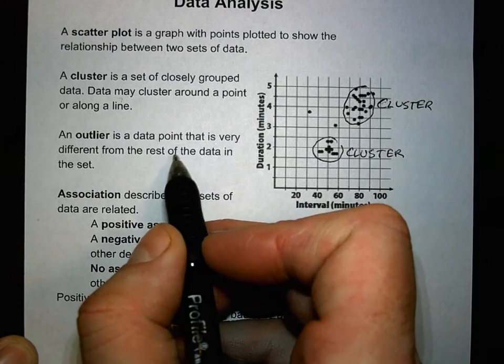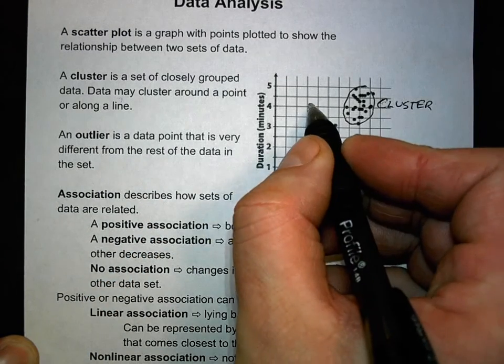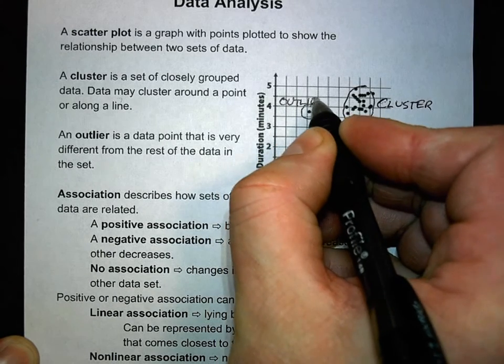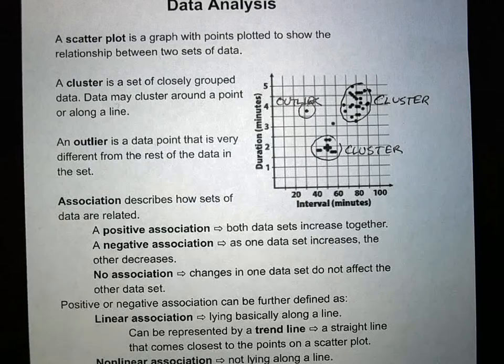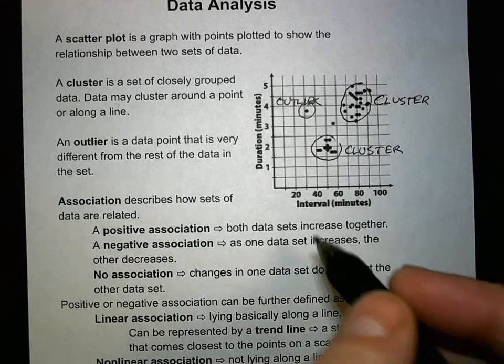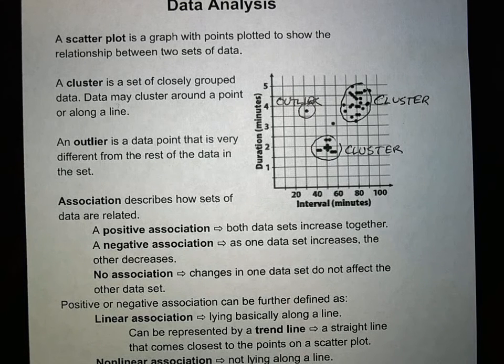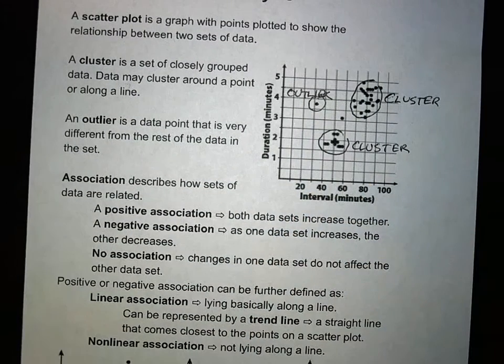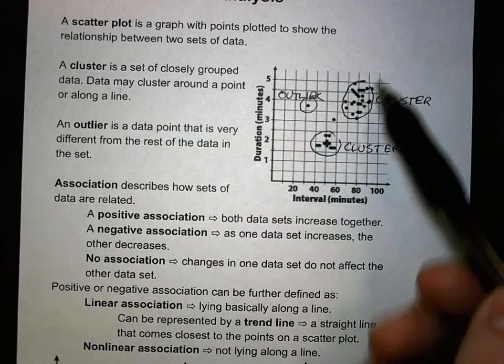So an outlier is a point that's very different from the rest. Kind of like this guy right here. He's an outlier. Now, outliers have value. Here we're talking about somebody exercising, intervals versus duration. So how much time between exercises, and they're looking at that. This person right here, or this person right here, is obviously not somebody you would design your exercise program around, because they're way outside the norm.